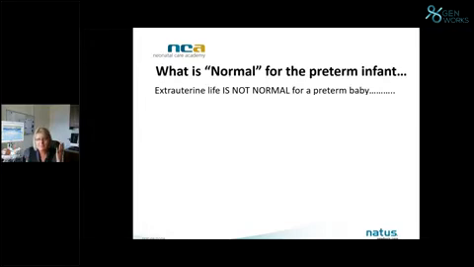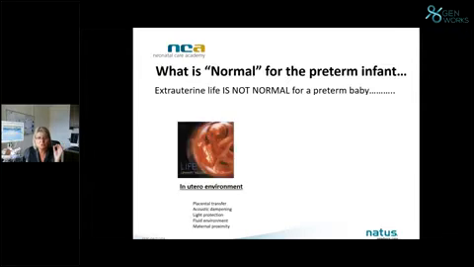Well, if we think about a preterm baby, actually extrauterine life is not normal. They shouldn't be extra utero. They should still be in utero, where they've got really good placental transfer, they've got acoustic dampening, light protection, they're in this beautiful fluid environment, it's warm and it's moist for them, and they're close to their mother. And that is what nature intended for 40 weeks of pregnancy. That is normal.